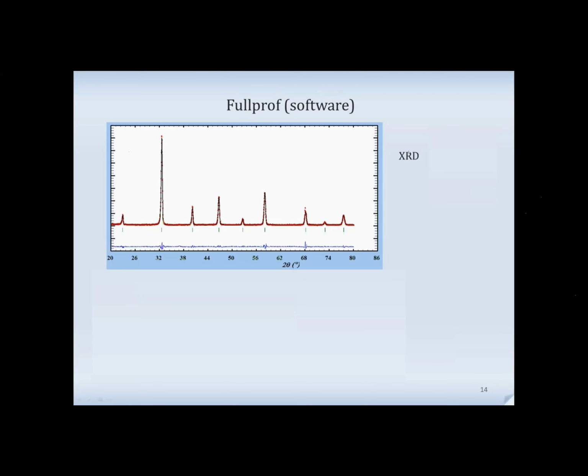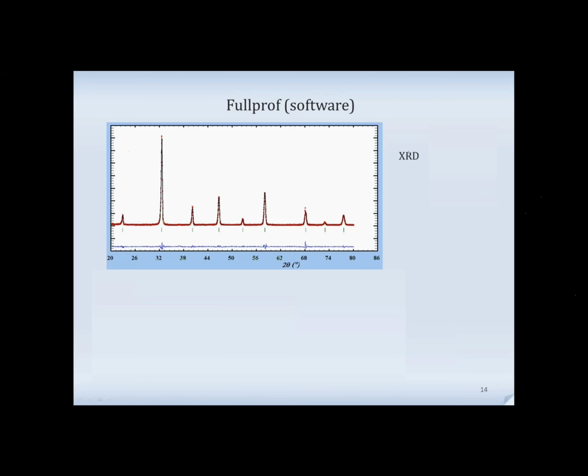I've put here the diffraction pattern of some complex oxide, a cobaltite. In the case of X-ray, it looks like nothing special. It has a cubic structure, so few reflections, and the spectrum is refined using an appropriate model.